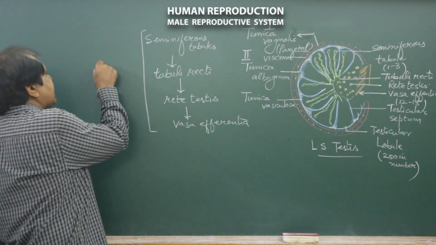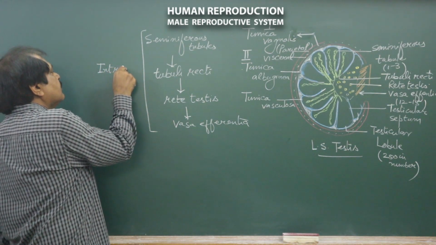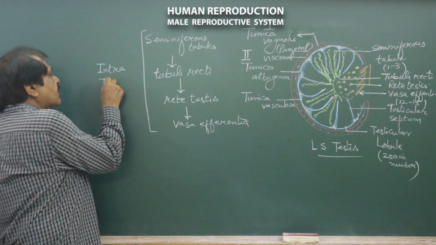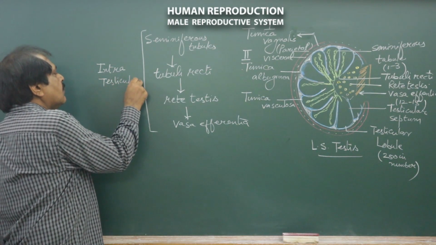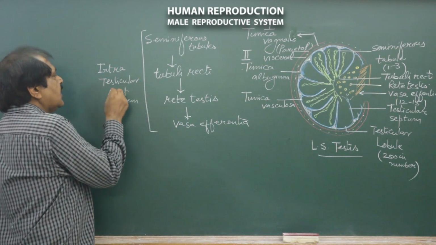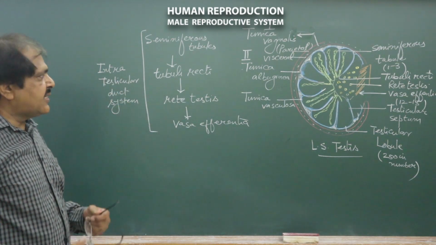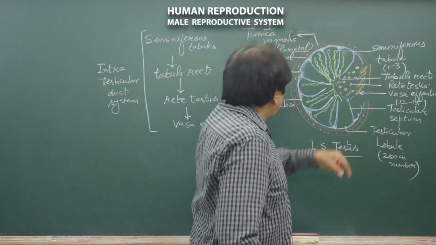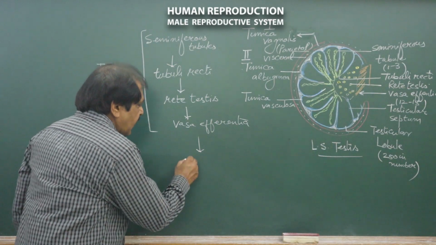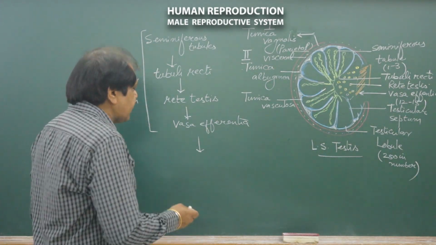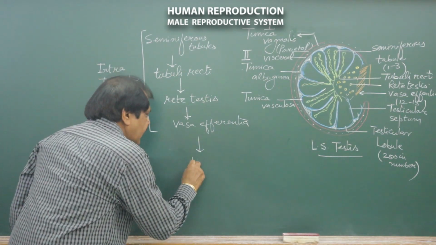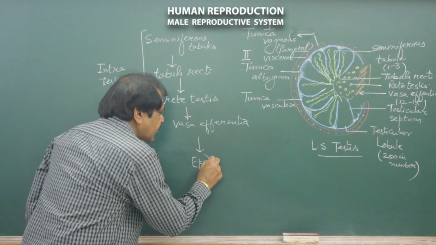This is known as the intratesticular duct system, because it is inside the testis. Now the vasa efferentia will join with the head of the epididymis. We'll take it later on, that is, it will enter the epididymis.